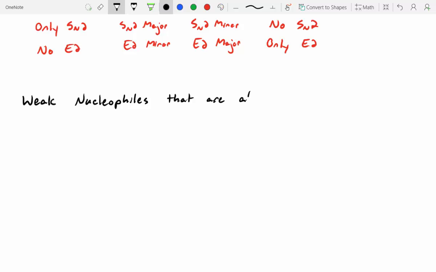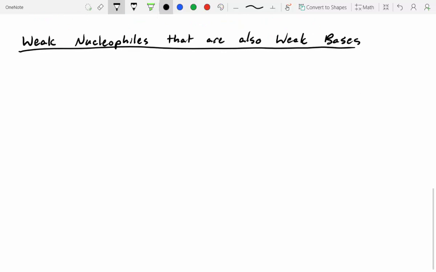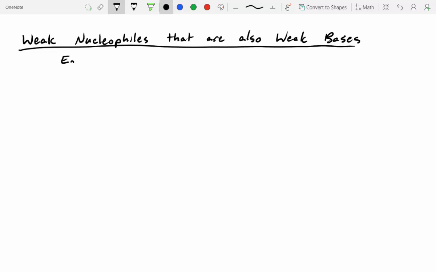That are also weak bases. And what are some examples of things that are really weak nucleophiles that typically don't have a charge? Water. Water can act as a weak base too. We know that from Gen Chem. Acetate. Acetate could be.